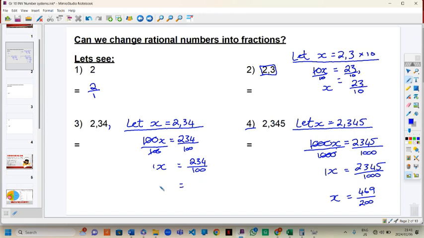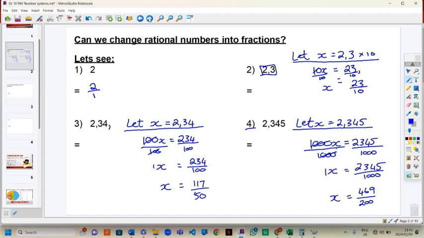This should also simplify. Let's just check what that simplifies to. 234 divided by 100. Yeah, that's 117 over 50. Okay, these are the same answers. This is just a simplified version of this. Nothing too complicated there.